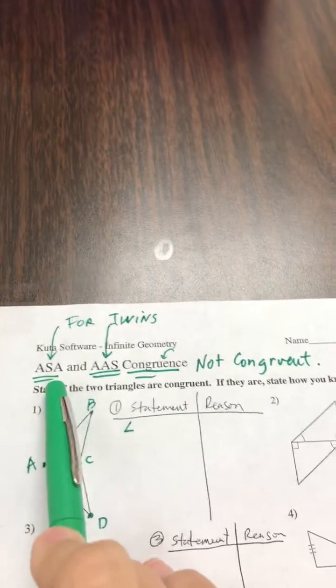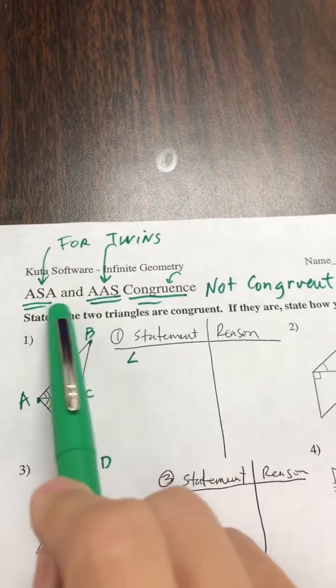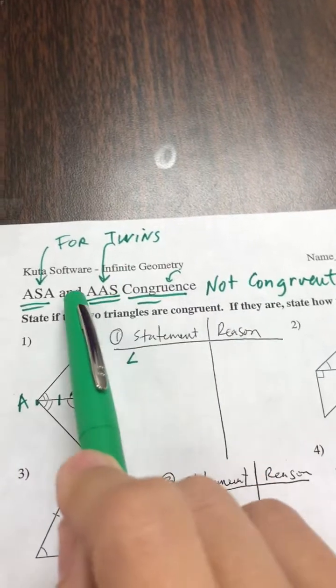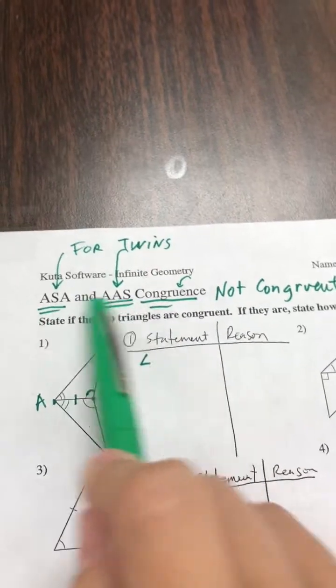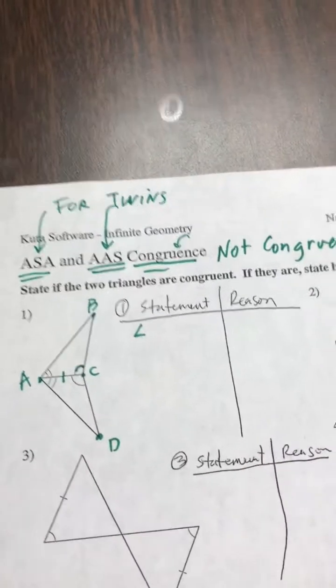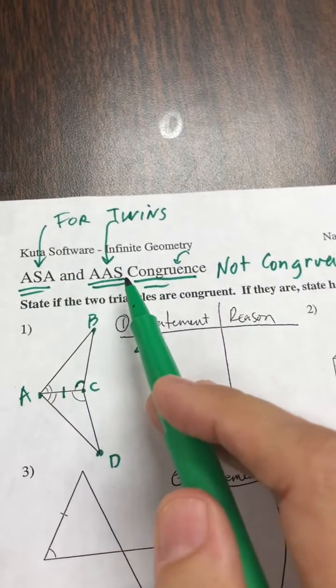To do the back, let's take a look at the instructions. The last instructions said side, side, side, and SAS. These say angle, side, angle, and angle, angle, side. And this is kind of a new one. In fact, both of these look new. So this one will be interesting to just tell the difference between the two.